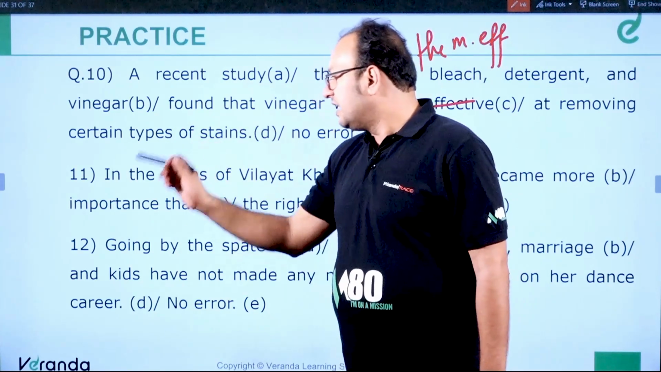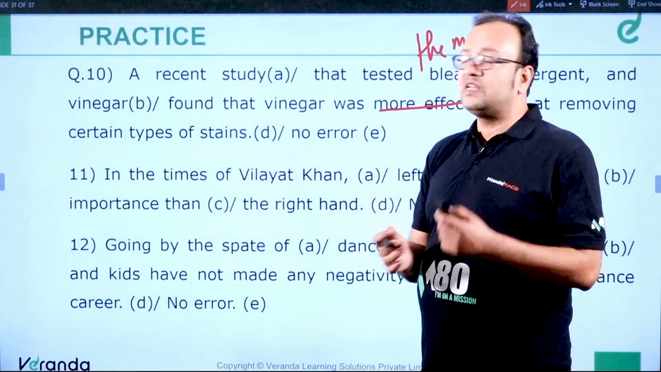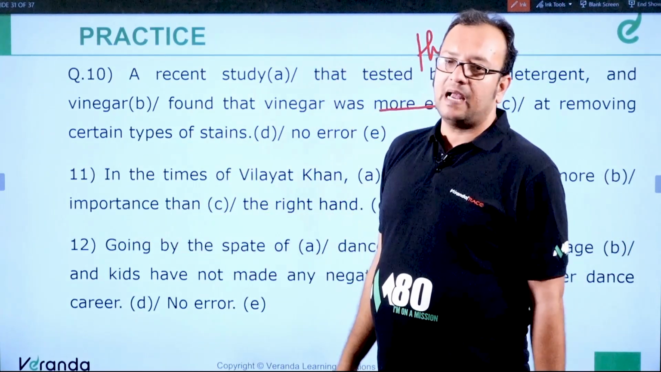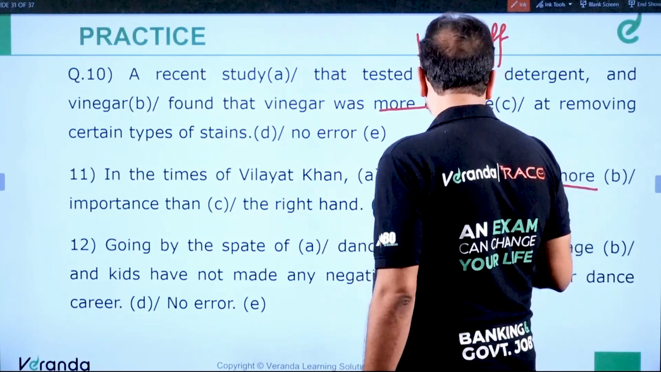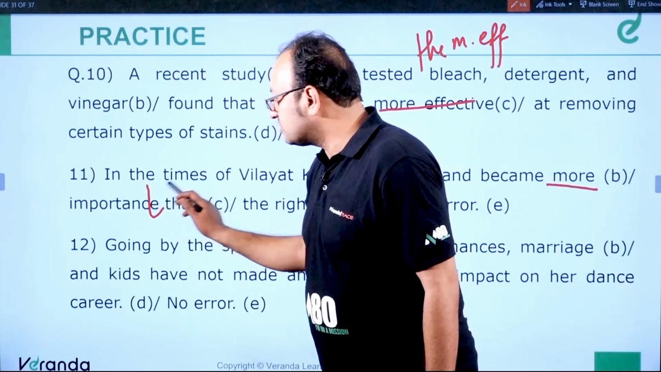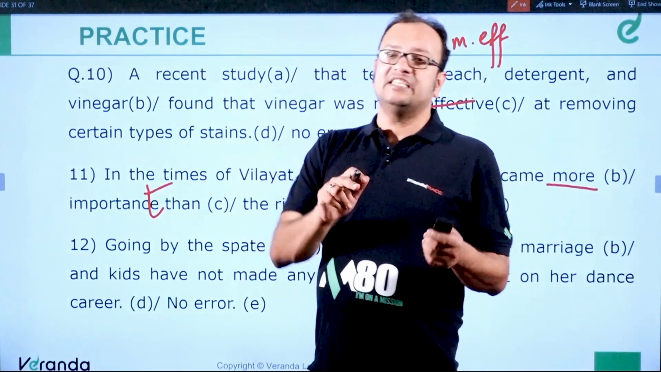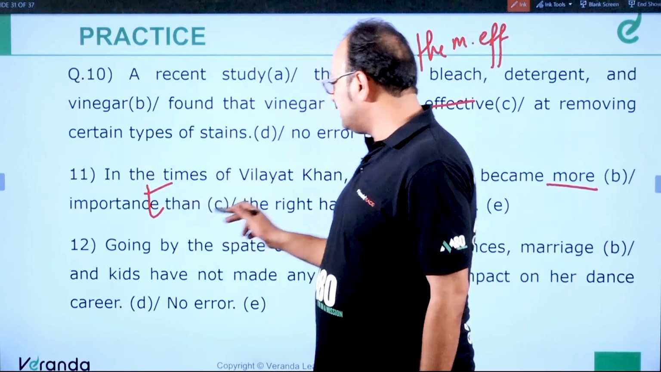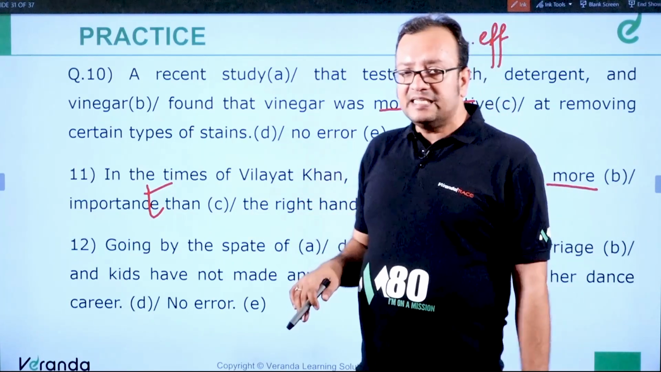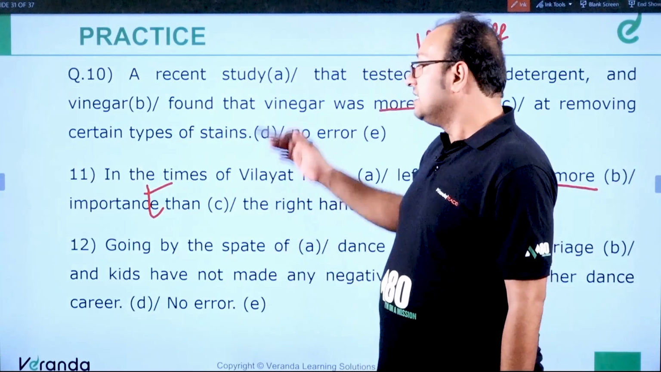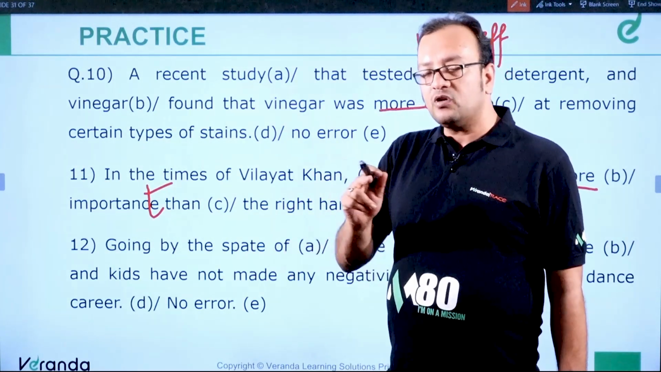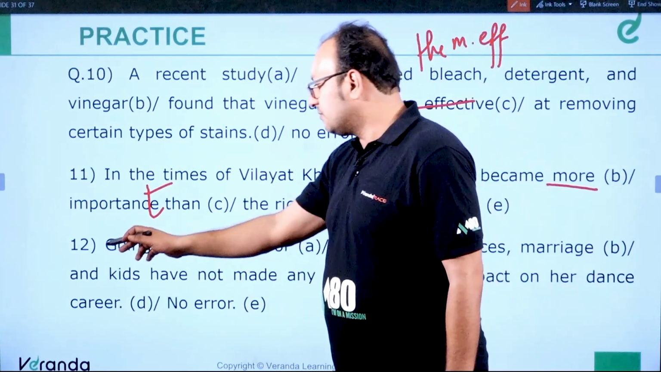Clear? 11 number. In the times of Vilayat Khan, left hand became more importance. Absurd. See, more is used to describe the comparative degree. So it should be important, because importance is noun, important is adjective. So it should be more important than the right hand. We are comparing two, left hand and right hand. So obviously we should use the comparative degree. We have used that, but it should be more important, not more importance. Importance is noun, so it should be preceded by more and it should be important. Clear? Okay.